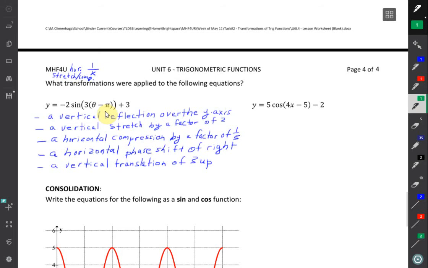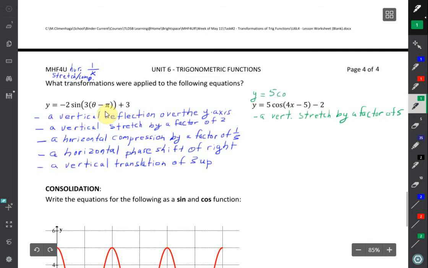Coming over to this next function, there's no reflections, but there is a vertical stretch. I'm going to use a short form here since I have less space. A vertical stretch by a factor of 5. Looking at the 4, now here's where we need to be careful. I see it now. It's not going to affect me till I get to this -5 here, this d. But I do need to factor out that 4. So now that I've just noticed that, I'm going to do it right now.